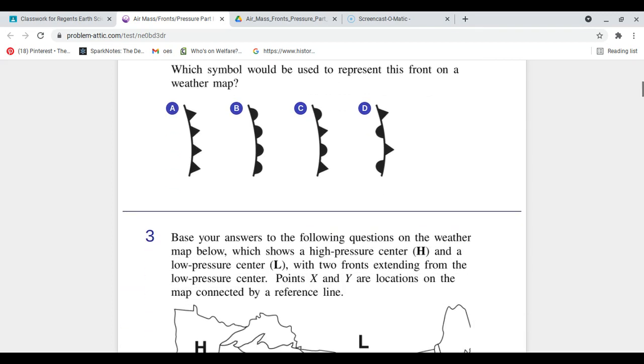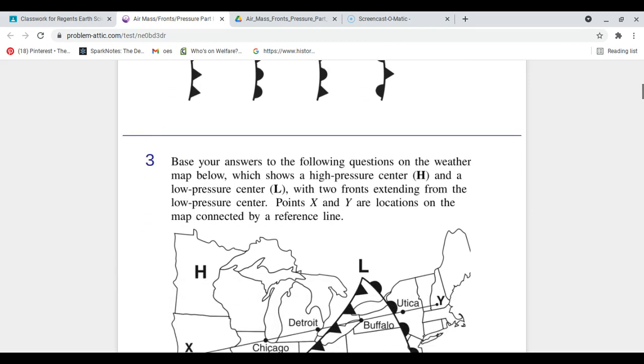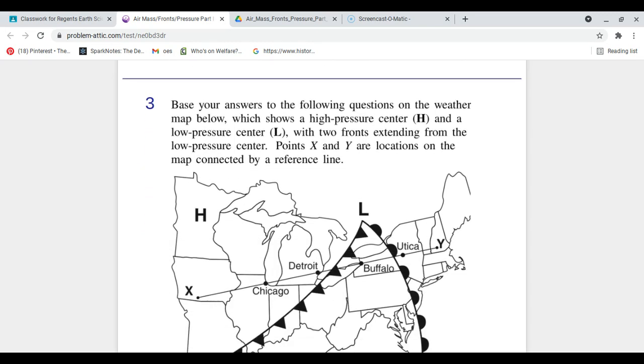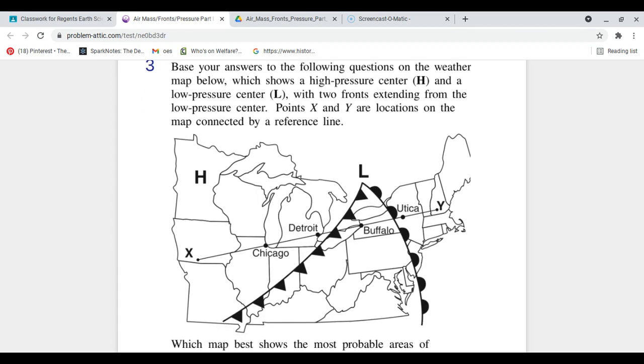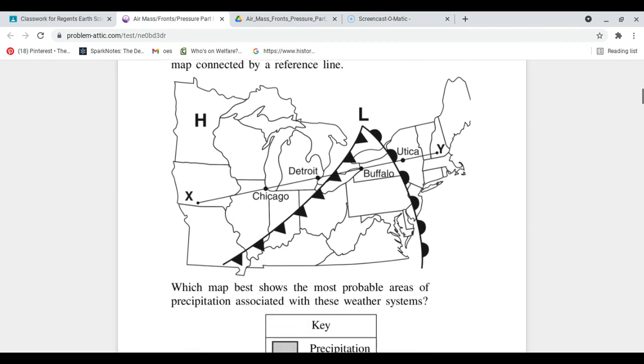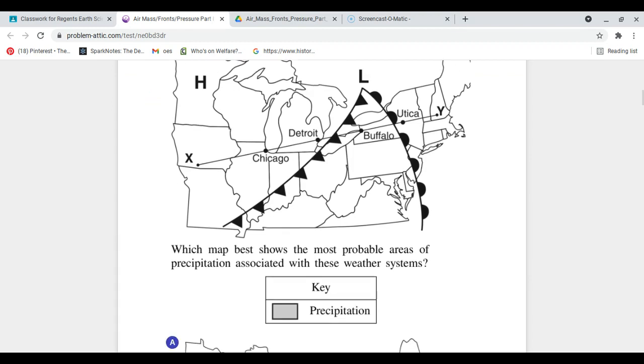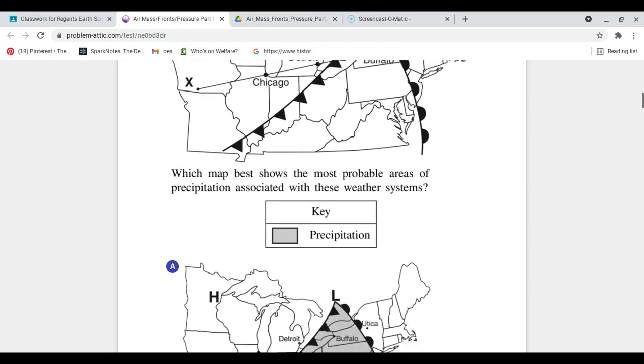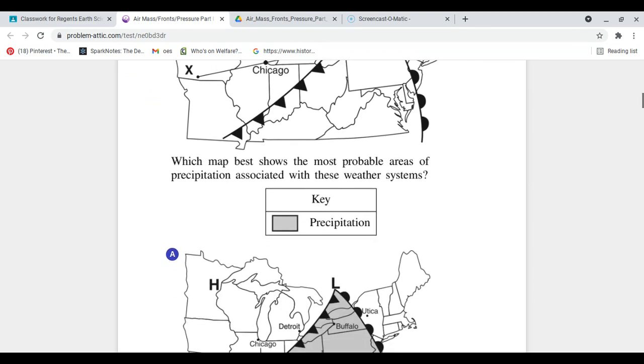Are we good with that one? Yes. Okay, number 3. It gives us a map below which shows a high pressure center and a low pressure center with 2 fronts. Which map best shows the most probable areas of precipitation associated with those weather systems?